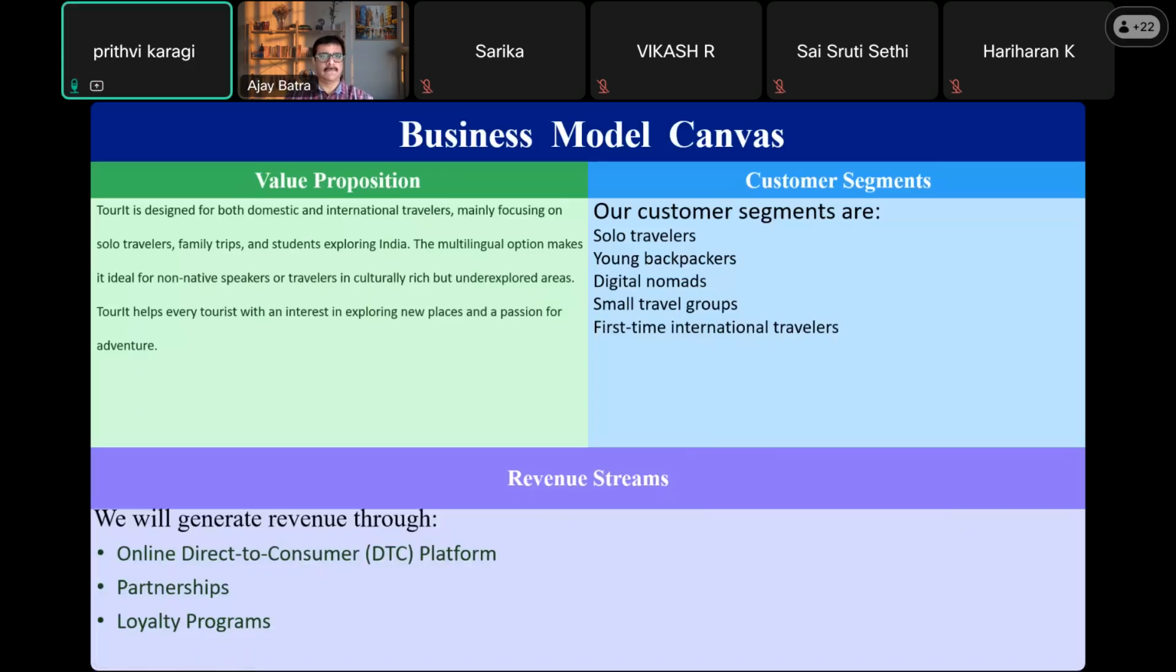So our business model canvas, right? Value proposition: how do we stand apart? Tourit is designed for both domestic and international travelers, mainly focusing on solo and family trips and students exploring India. The multilingual option makes it ideal for non-native speakers or travelers in culturally rich or underexplored areas. It helps tourists who are interested in exploring new places out of passion and adventure.